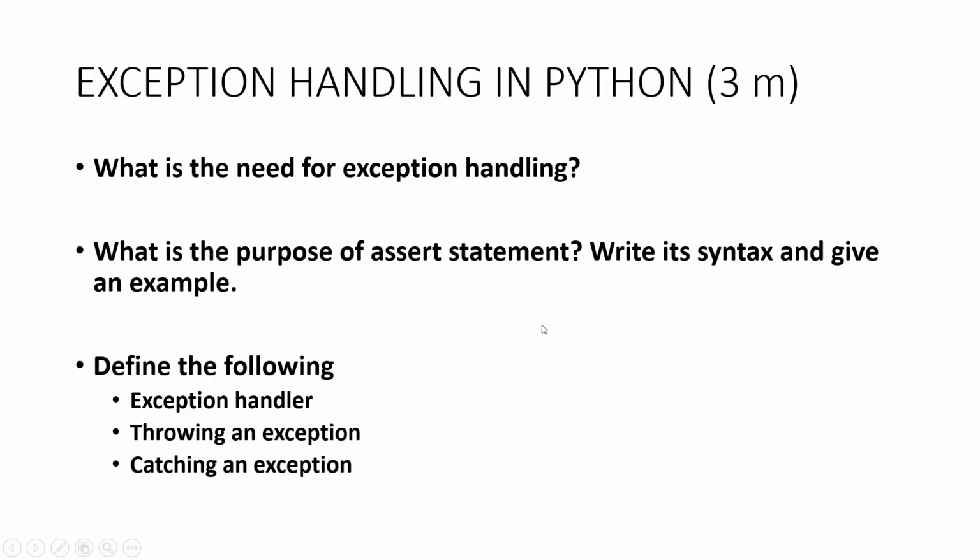Now let us observe how the 3 mark questions come from this particular chapter. What is the need for exception handling? You have to answer in a minimum of 3 points, but I always suggest you write 4 needs. What is the purpose of the assert statement? You have to explain the purpose of the assert statement, then write its syntax and give an example. So the purpose of the assert statement will give you 1 mark. Writing its syntax will give you 1 mark. Giving an example gives 1 mark. Totally, it is a 3 marks question.